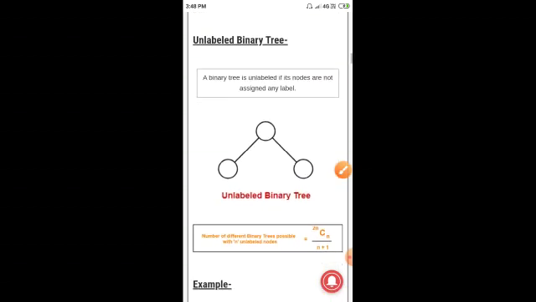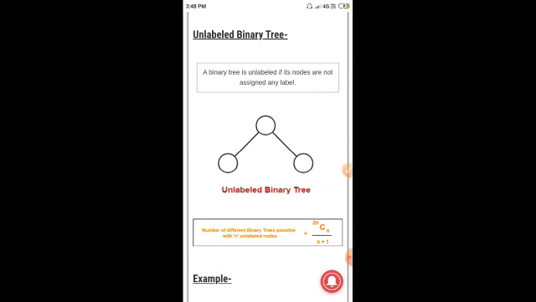Now we'll see what a labeled binary tree and an unlabeled binary tree are. A binary tree is unlabeled if its nodes are not assigned any label. See here, it is just a tree, and if no labels are assigned to these nodes, then this is an unlabeled binary tree.